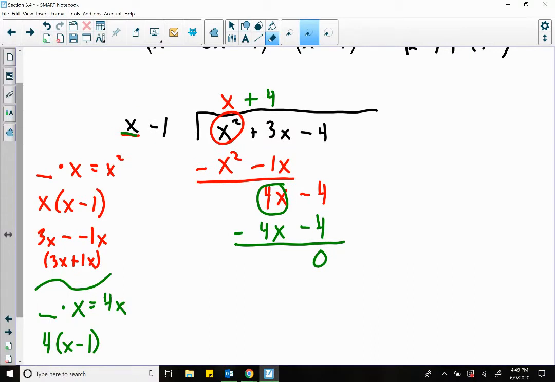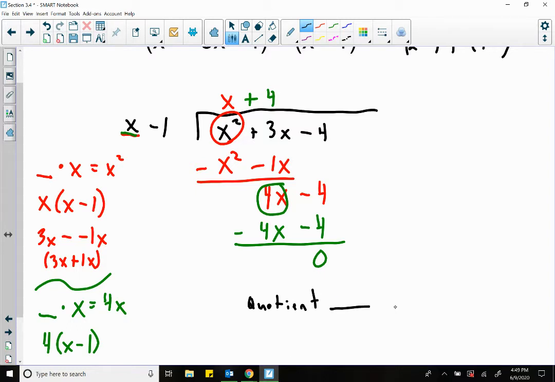So in my answers, this is what they're going to look for. They're going to say, what is the quotient? Which in the blank, you're going to put the polynomial that you have up here: x plus 4. And then it will say, what is the remainder? And then all you got to put is 0, because everything canceled out. Okay? We'll talk about what happens when there is a remainder. But that's long division. That's all you're doing.